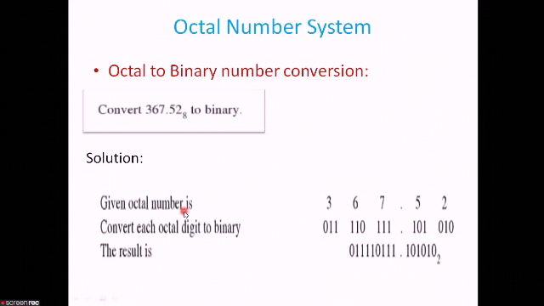Now let us see this one. The octal number is 367.52. This 3 is represented in 3 bits as 011. 6 is 110. 7 is 111. Next is the point. As there is a point, you have to put the point here. 5 is 101. 2 is 010. The result is we combine all the bits: 011 110 111 point 101 010, to the base 2. Why is the base 2? Because it is a binary number.